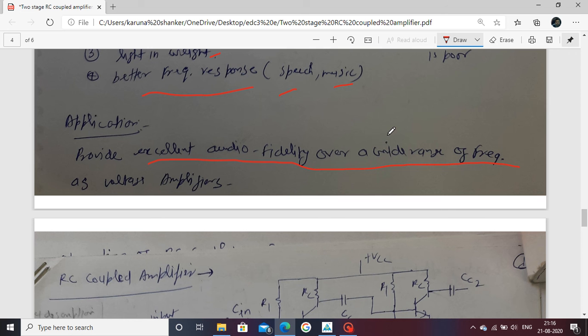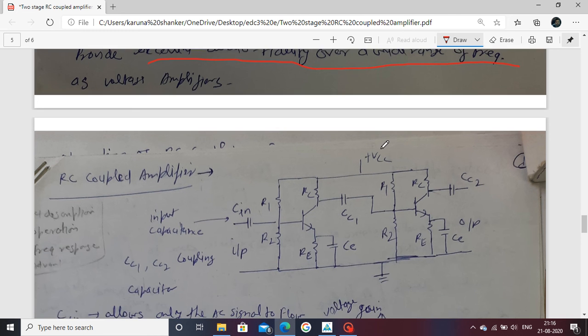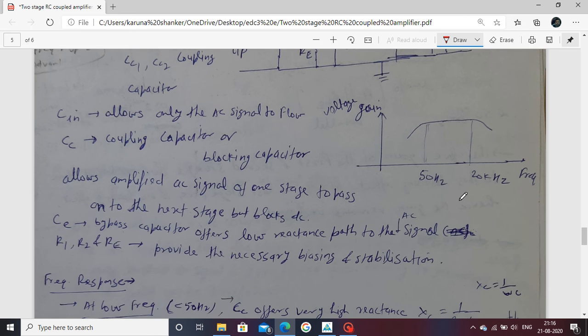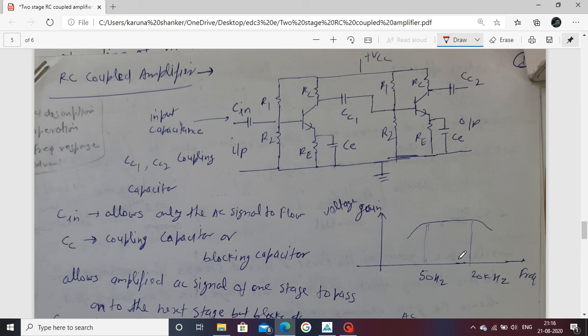Students, note that in the initial stage of an amplifier, an RC coupled amplifier is used. This also shows the frequency response plot. In a similar way to the single stage amplifier, this is your two stage amplifier frequency response. It is plotted similarly to the single stage frequency response.